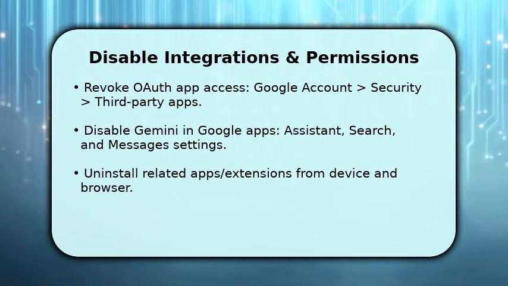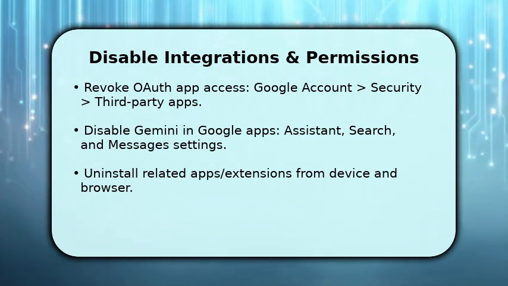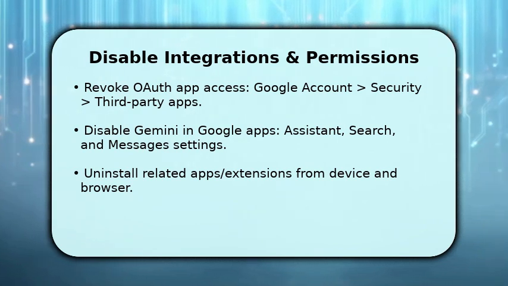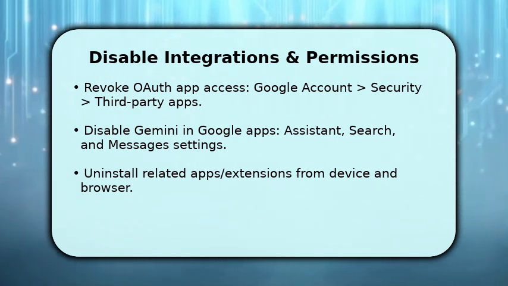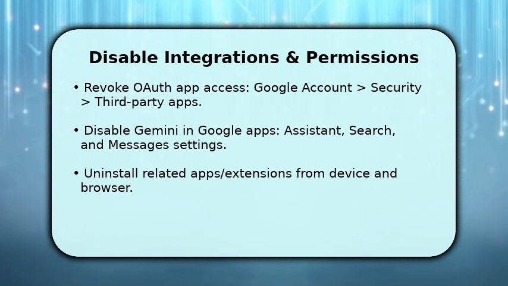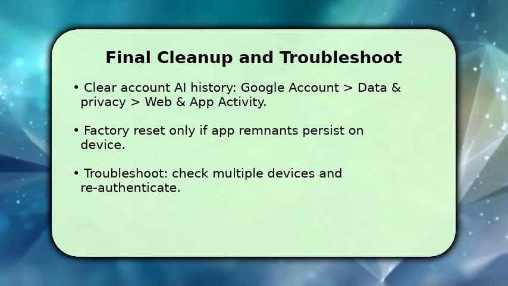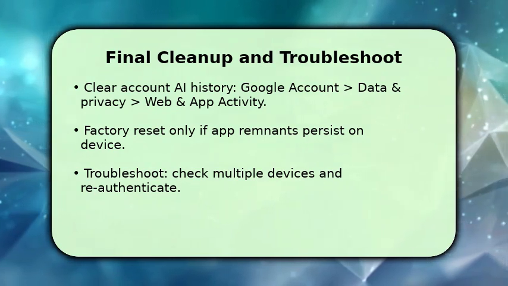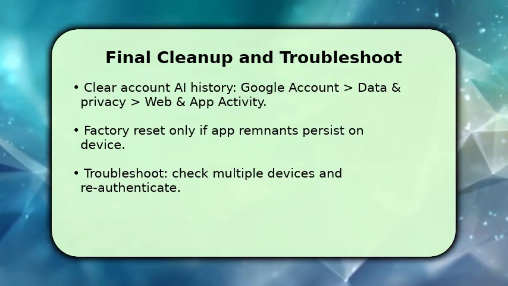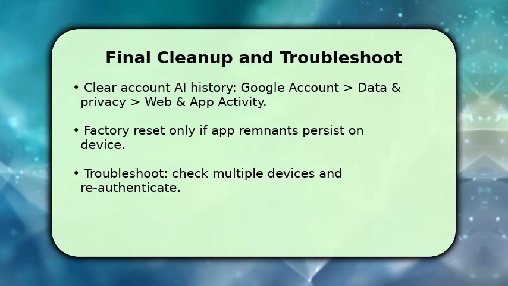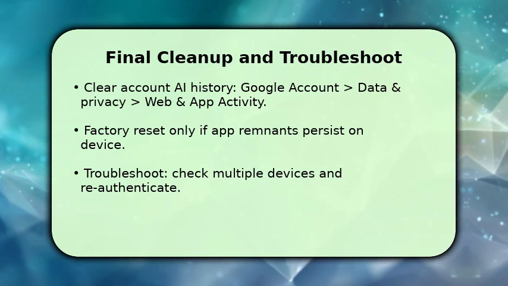Next, uninstall companion apps and browser extensions named Gemini or AI. Make sure you clear browser cookies and cache to remove stored tokens, and sign out and back in so changes propagate across devices. Finish by clearing AI and activity history in Data and Privacy so responses and training data are removed from your account. After that, confirm no Gemini processes run on other signed-in devices.